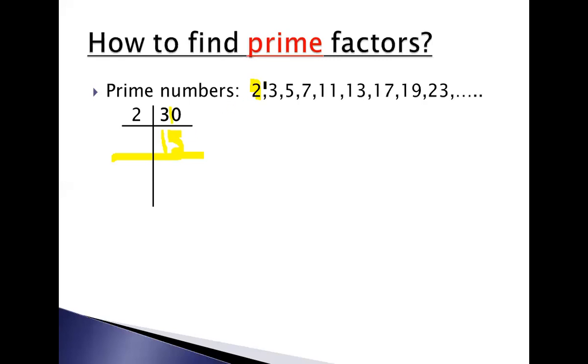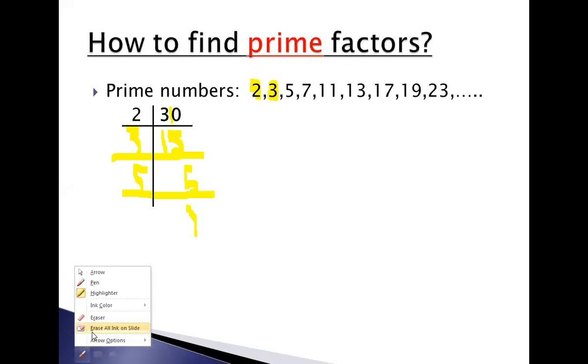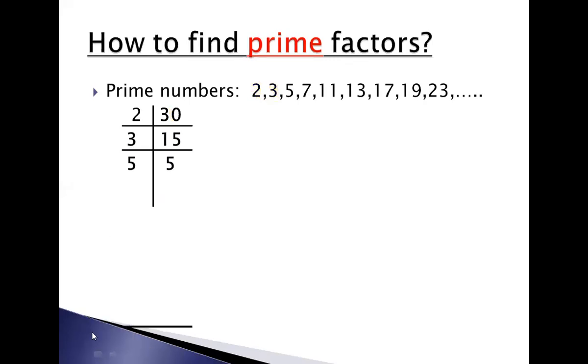Now can 15 be divided by 2? No, 15 cannot be divided by 2. 15 can be divided by 3 only. So 3 into 5 is 15. Similarly, 5 can be divided by 5 and 5 into 1 is 5. So this is the method to find the prime factors of any given number. You will use this method and you will stop when you get 1.